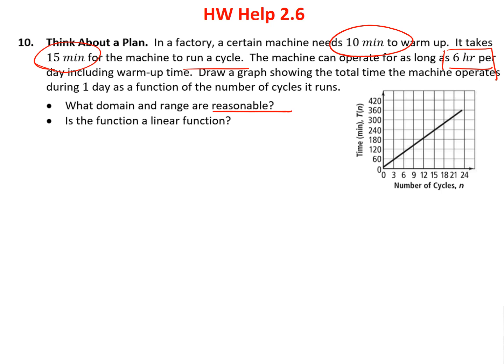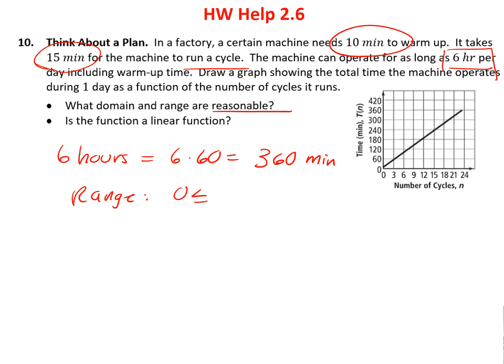Well, the reasonable thing, for example, first of all, it can only run 6 hours. Well, how many minutes is 6 hours? Well, 6 hours is 6 times 60, which is 360 minutes. So my time here, my range, should be between 0 time and 360. That's as much as it can go.